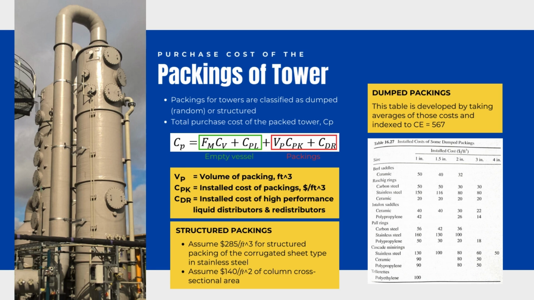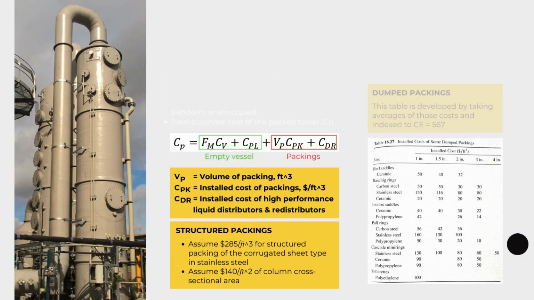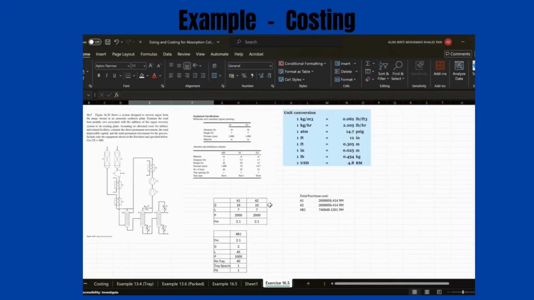In the absence of a vendor quote and for a very approximate estimate, the installed cost of a liquid distributor can be taken as $140 per square foot of column cross-sectional area. So this example contains both a packed tower and a tray tower. We are first going to start with packed towers A1 and A2.